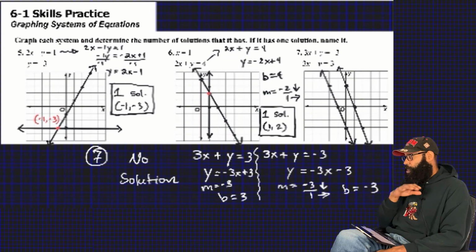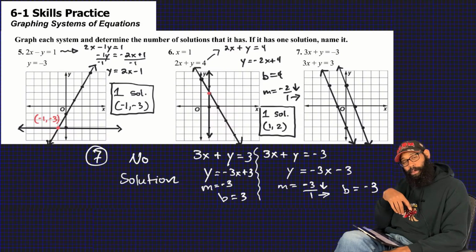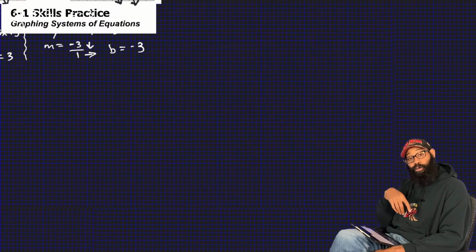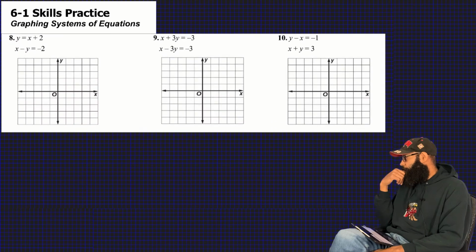Now, we did not have the third scenario where we had a line on top of a line, which would have caused us to have what's called an infinite number of solutions. But trust me, you've got more handouts to go. That's going to show up. So let's go ahead and see what we're looking at.